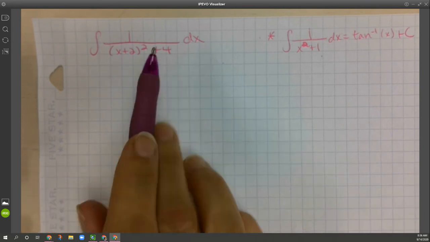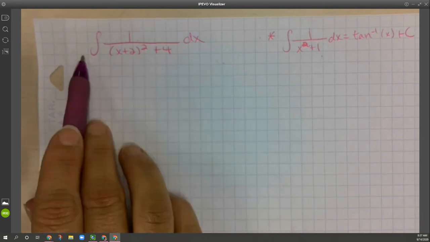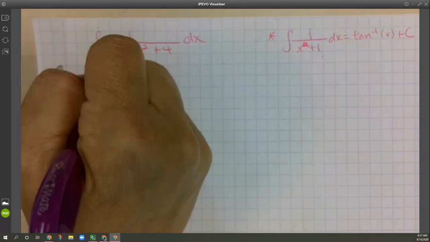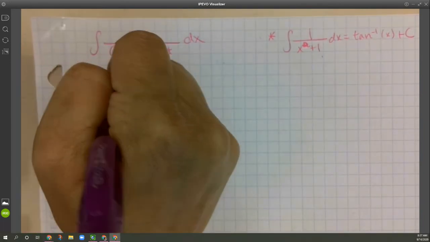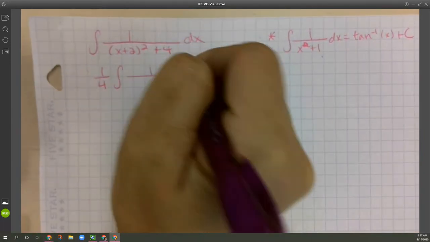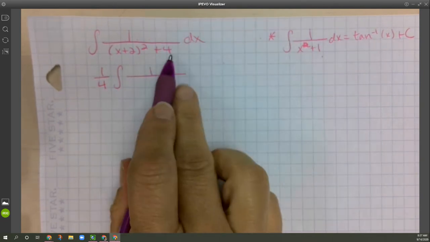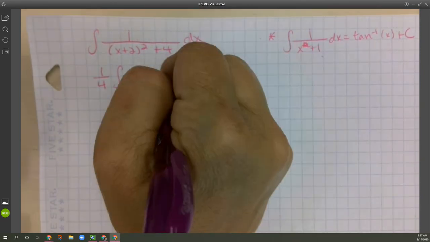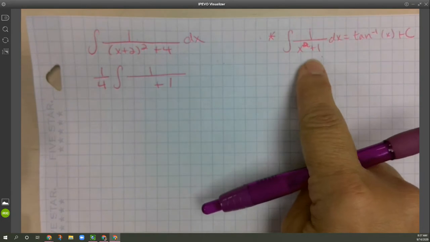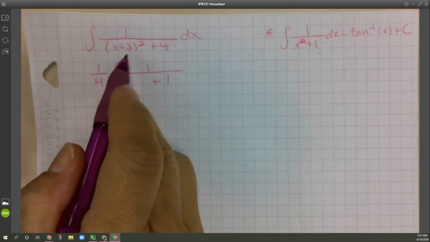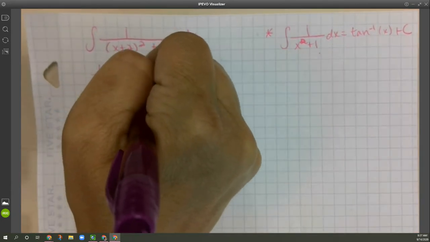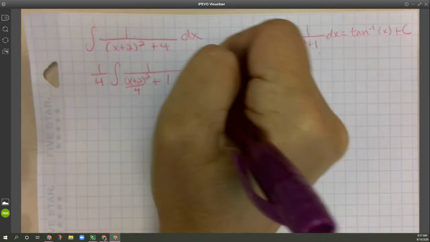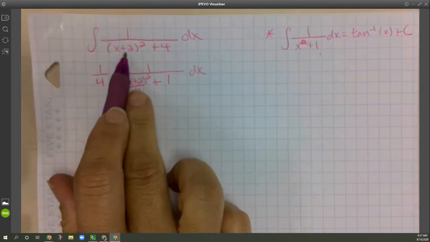And so what I'm going to do is factor that 4 out of the denominator and bring it out to the front of the integral. And so when I do that, when I factor out a 4, the 4 divided by 4, that's going to become 1, which is what we need it to be. This becomes x plus 2 squared over 4, because I have to divide both of these terms by 4 when I factor it out.